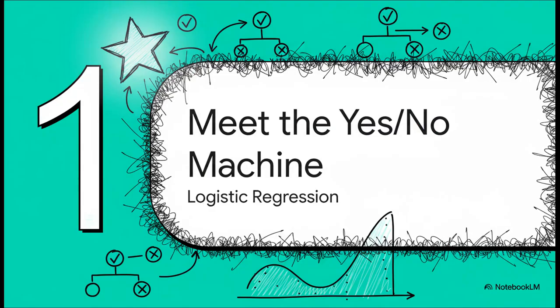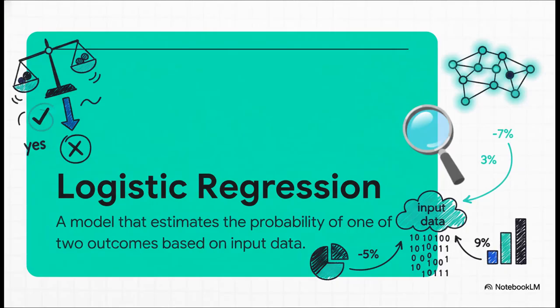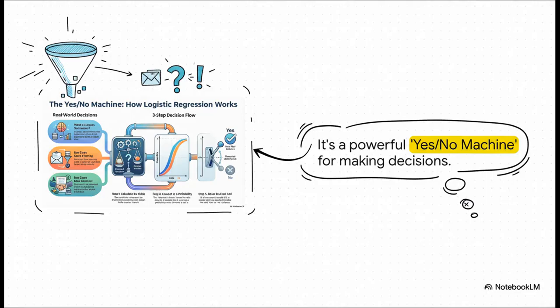Well, that's where the star of our show comes in. Let's get formally introduced to the tool that powers all of these decisions. It's called Logistic Regression, and at its heart, it's a model that does something really smart. It doesn't just guess an answer, it calculates the probability of something happening. It's all about figuring out the chances, the likelihood of a yes versus a no. And this gives you the perfect bird's eye view of the whole thing. We can really think of it as a yes/no machine.